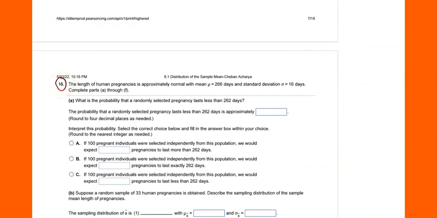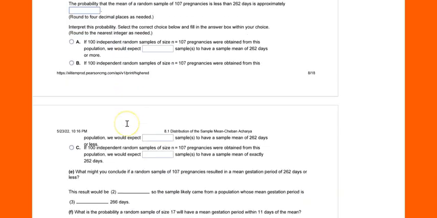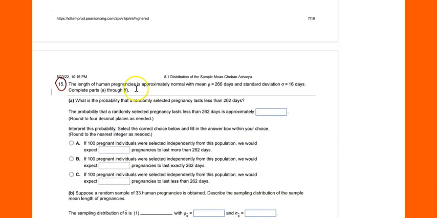Question number 15. The length of human pregnancy is approximately normal with a mean of 266 days and a standard deviation of 16 days. Complete parts A through F. That is a bunch of parts for this question. The first part is: what is the probability that a randomly selected pregnancy lasts less than 262 days? Here you select one, randomly selected.